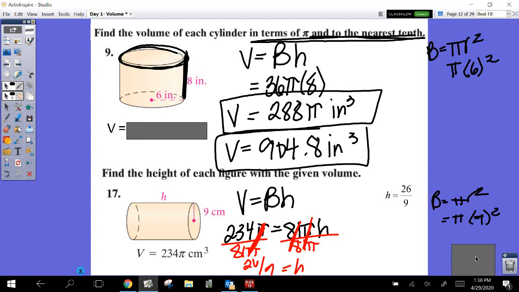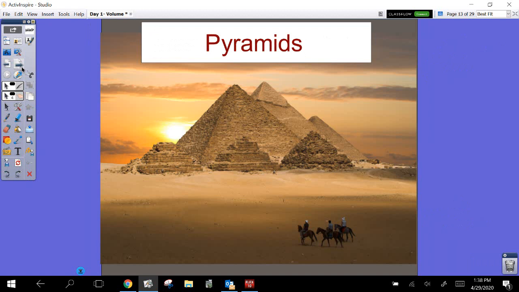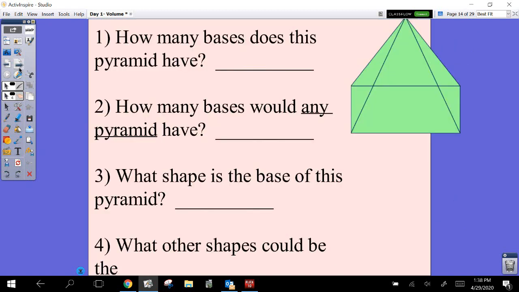All right, I know that was long. I apologize. But now we're going to go on to pyramids and cones. So pyramids, you have seen this. If anybody's been there, that'd be cool. That's on the bucket list. But pyramids have only one base. All pyramids have only one base. How many bases would any pyramid have? Oops, I just answered that question. 1.